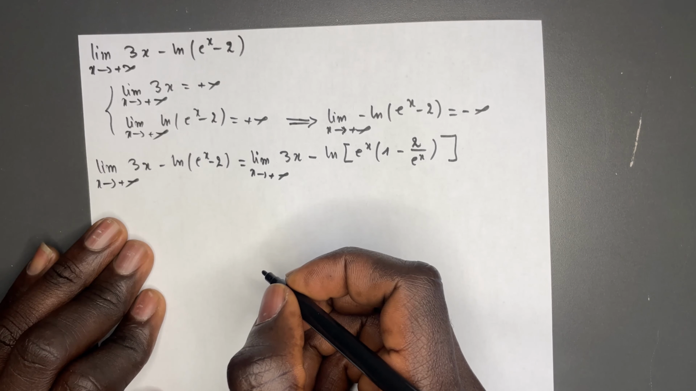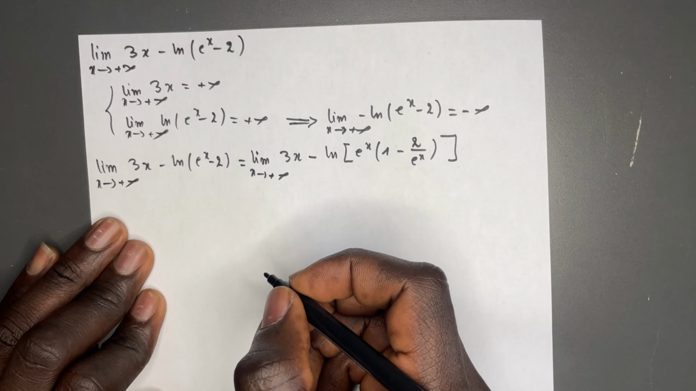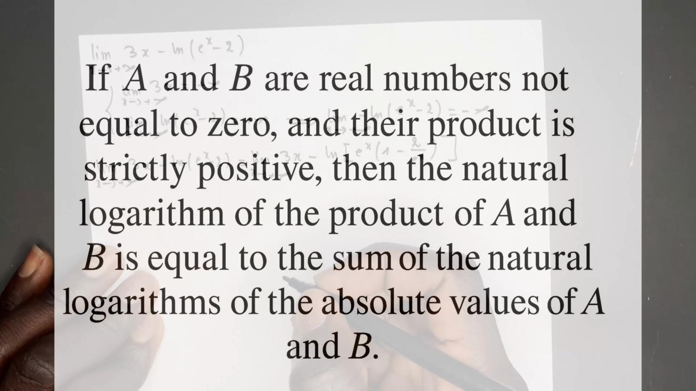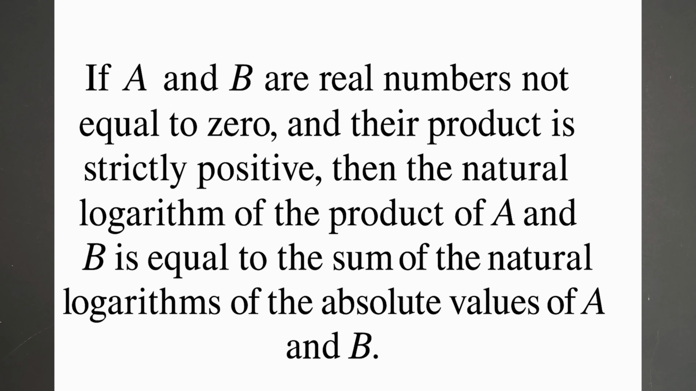Now let's use the log identity to transform this expression. Heads up before this: if a and b are real numbers not equal to 0 and their product is strictly positive, then the natural logarithm of the product of a and b is equal to the sum of the natural logarithms of the absolute values of a and b.